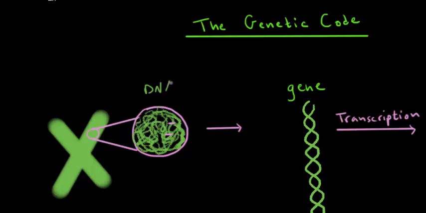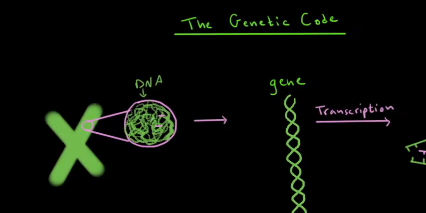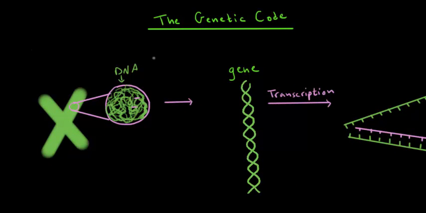So we have DNA right here. And we're going to take a look at a very, very small segment of DNA that I marked off with these lavender lines. And that would be a gene. And typically a gene codes for one polypeptide, for one chain of amino acids.